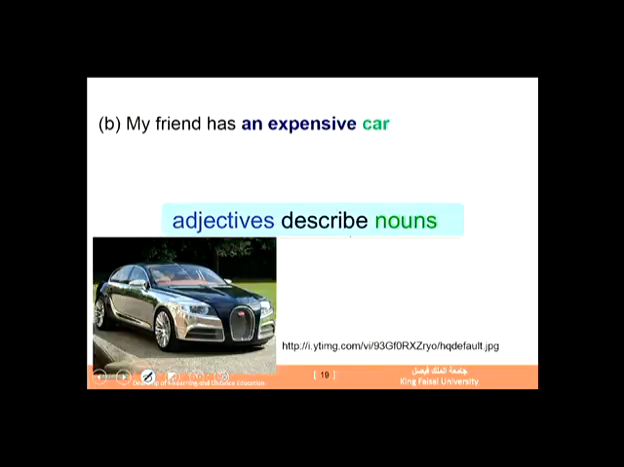My friend has an expensive car. My friend has a car. My friend has an expensive car. So it is not any car, it is an expensive car. So here we have an adjective and here we have a noun. The adjective describes the noun, modifies the noun, if you like. So expensive is the adjective, while car is the noun.